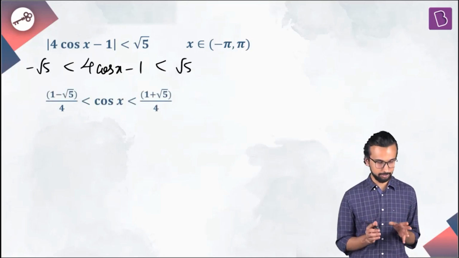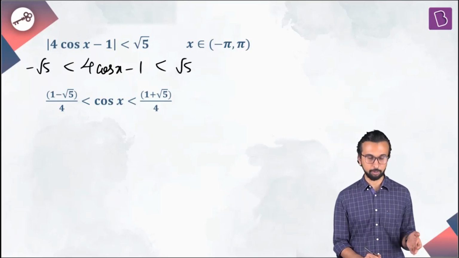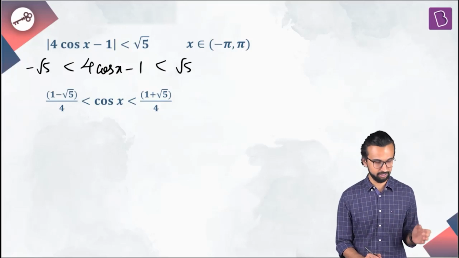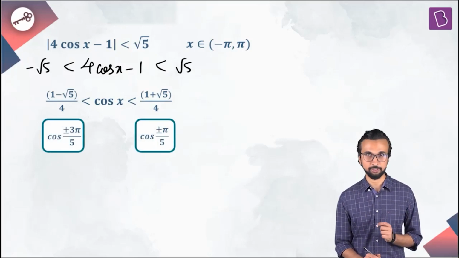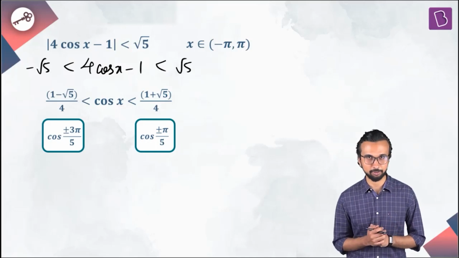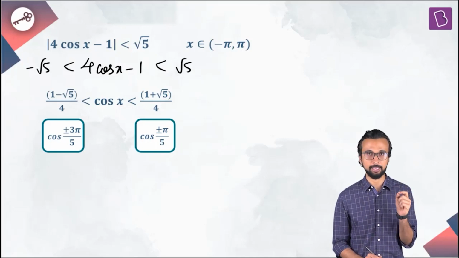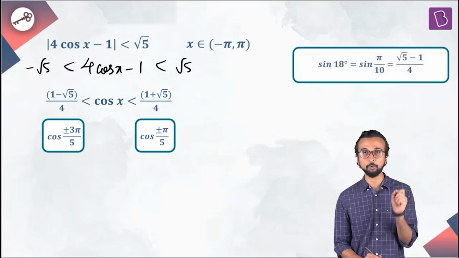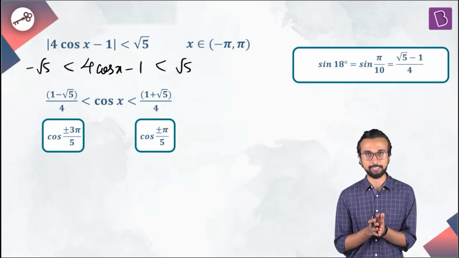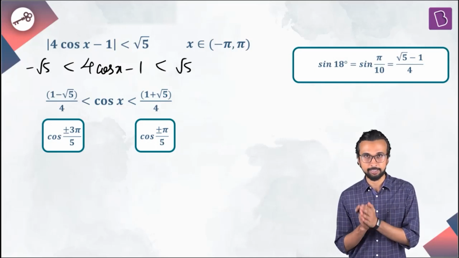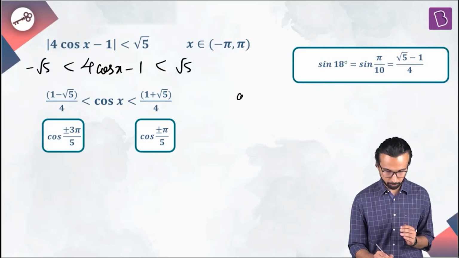So from here, what can you say? That 1 minus root 5 by 4 is cos 3 pi by 5 and 1 plus root 5 by 4 is cos pi by 5. Where did these values even come from? Let's find that out as well. You should remember one thing, that sine 18 is root 5 minus 1 by 4. Sine 18, also known as sine of pi by 10, is root 5 minus 1 by 4.